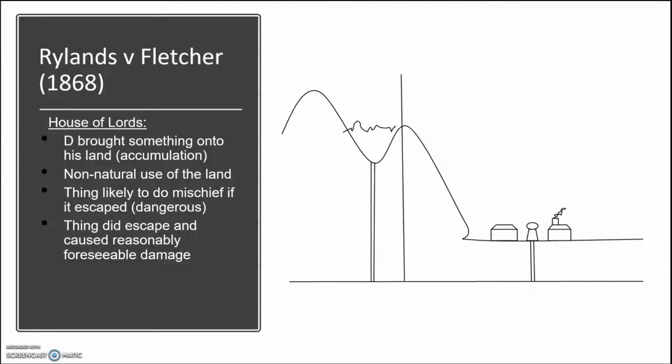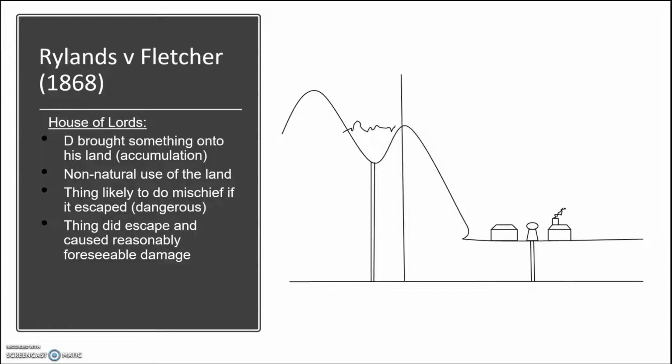In this case, the House of Lords established essentially a four-part test, as you can see on the left there, which is that D brought something onto his land, known as accumulation. It was a non-natural use of the land. The thing was likely to do mischief if it escaped, otherwise known as dangerous, and the thing did escape and caused reasonably foreseeable damage.